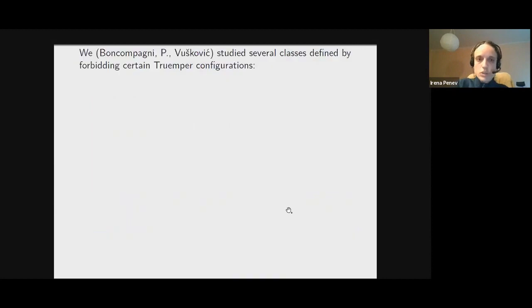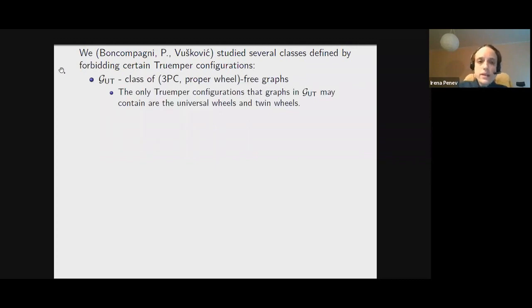Okay, so what did we study? Well, we studied, again, several classes of graphs that are defined by forbidding certain, not all, Truemper configurations. The first class we studied, this is the biggest class that we studied, is this class GUT. So that is the class of all 3PC proper wheel free graphs. Okay, so what does that mean? Well, that means that the only Truemper configurations that you can have in graphs in this class are the universal wheels and the twin wheels. And that's where this UT comes from. So universal wheels are allowed, twin wheels are allowed, all other Truemper configurations are forbidden. So that's the class GUT.